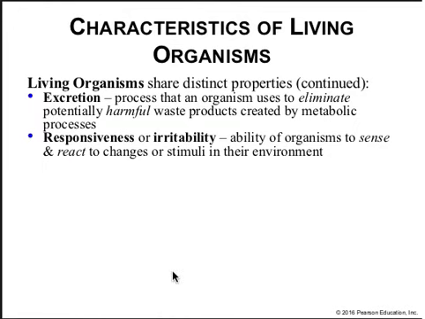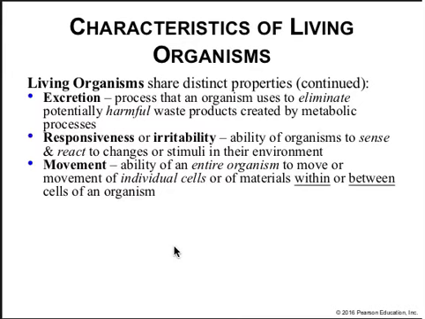And essentially what we mean by that, when we talk about positive chemotaxis, the organism will move towards a particular compound that will benefit it and away from a compound or an environment that would be harmful, and as a result will live long enough to reproduce. Movement is the ability of an entire organism to move, or movement of individual cells or materials within or between the cells of an organism. And all organisms display some form of movement if they're alive.